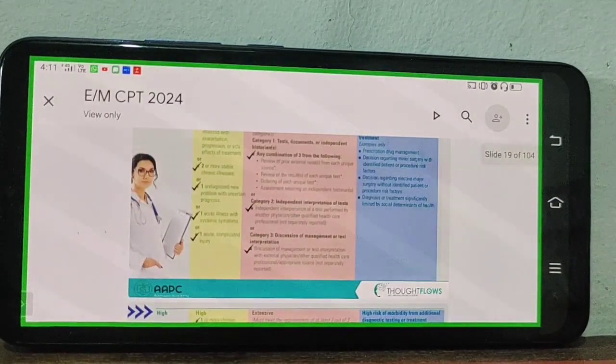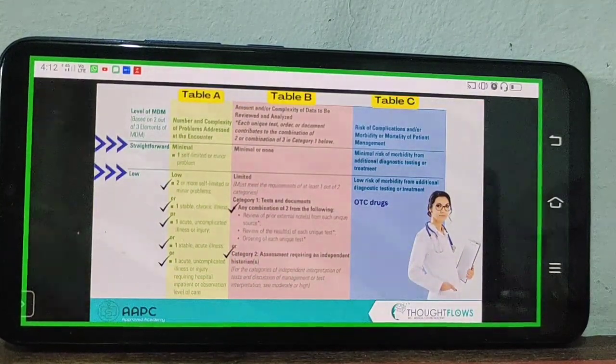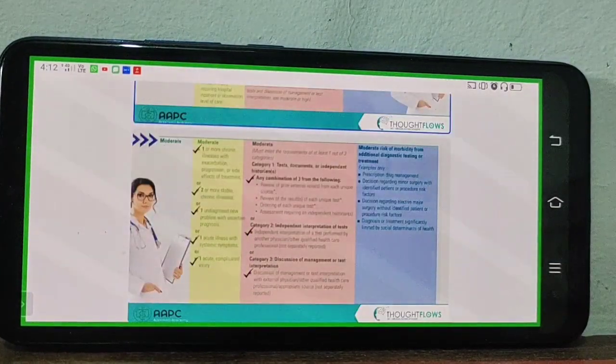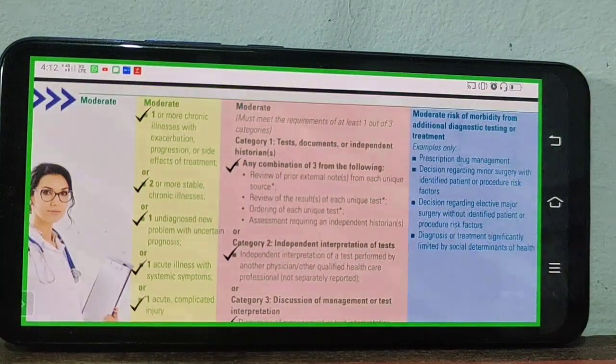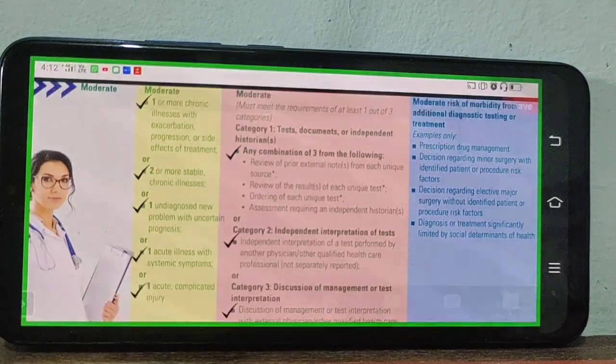Clear now? Is there any doubt in this table? Okay. Shall I move to the moderate MDM now? In moderate, for the problem, how many points are present? 5. From the 5 points present in moderate MDM, I need any one.